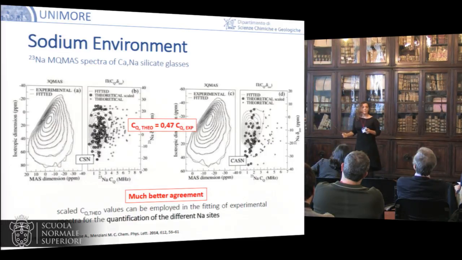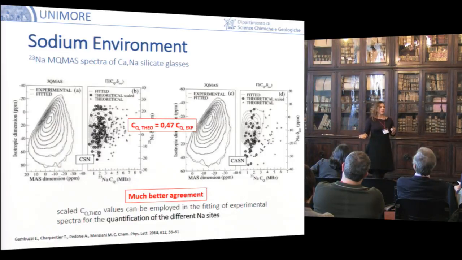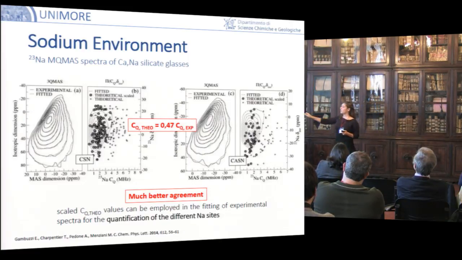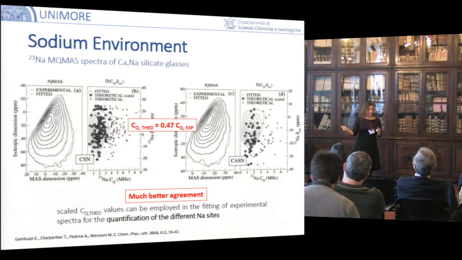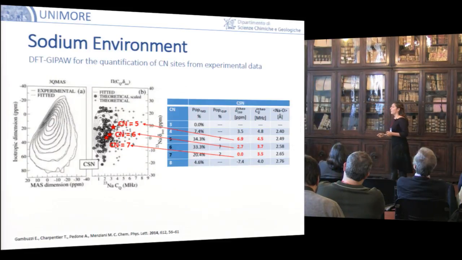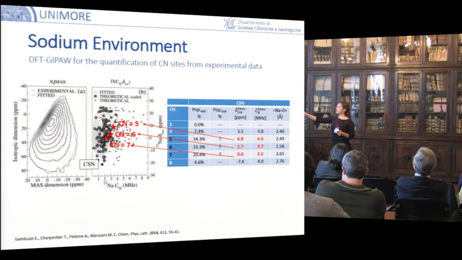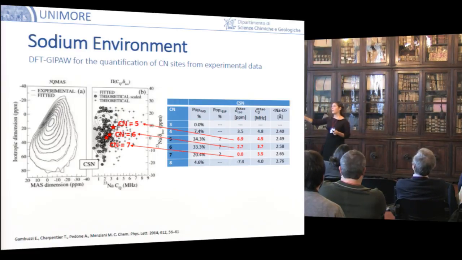And as the scaled theoretical values are well overlapped, or at least better overlapped with respect to the previous values, to the experimental ones, we can use these values to fit the experimental spectra in order to get a quantification of different sites of sodium, and in particular, sodium coordination numbers. Basically, what did we do? This is the case of the sodium-calcium silicate glass.